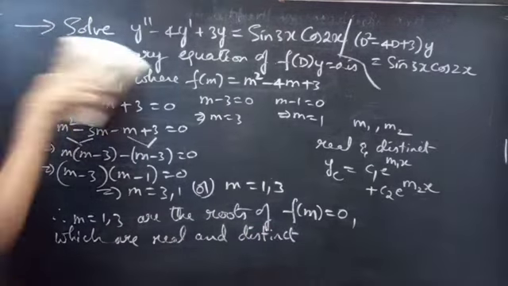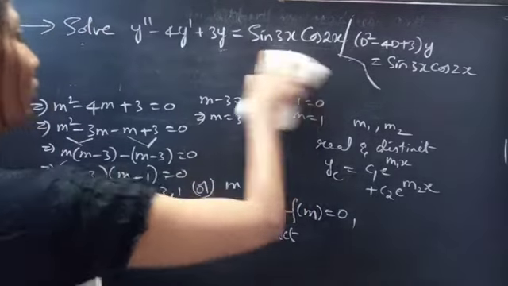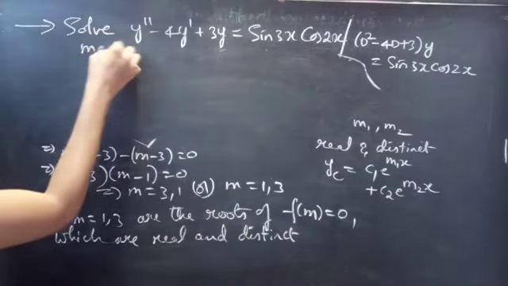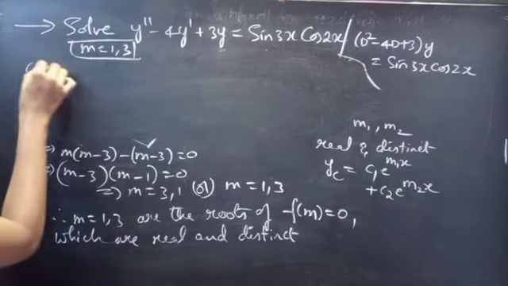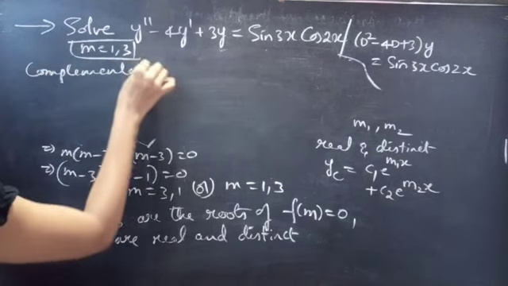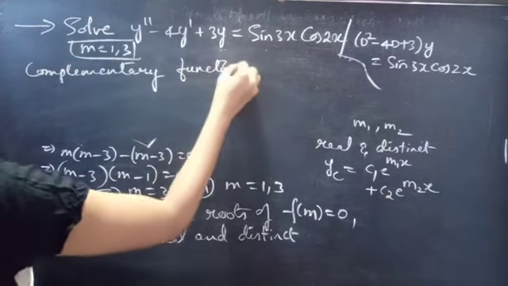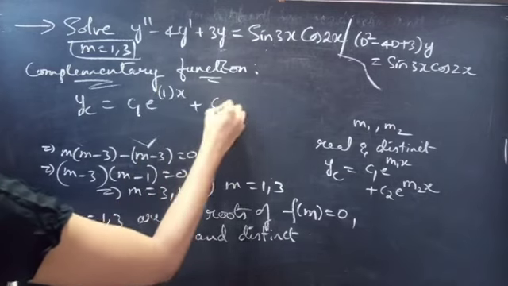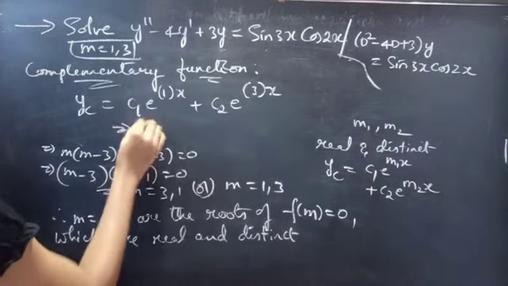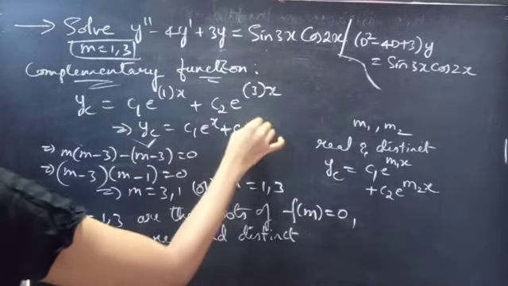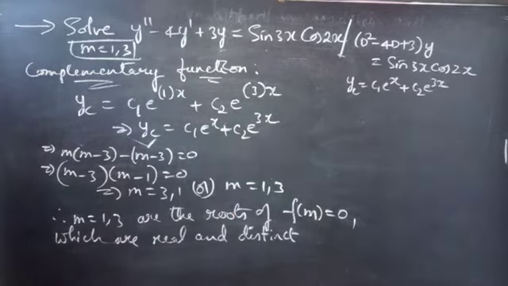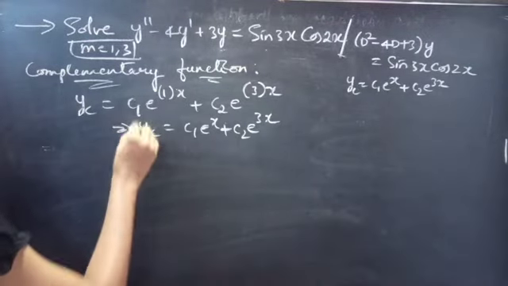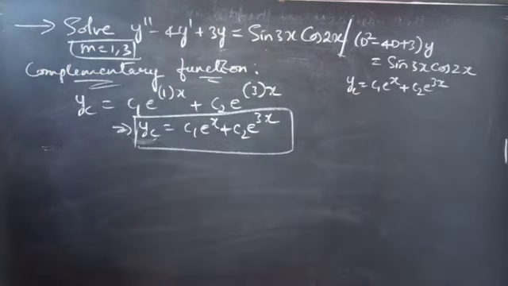Now let's write the complementary function to our problem using the roots. Okay, m equals 1, 3 are the roots, right? The complementary function is yc equals c1 e power 1 root into x plus another constant into e power another root into x. Then yc will be c1 e power x plus c2 e power 3x. Therefore yc equals c1 e power x plus c2 e power 3x.